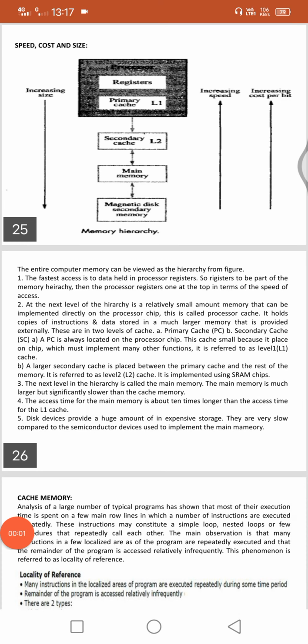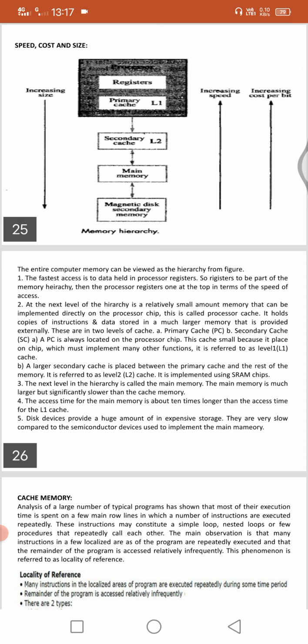Hi students. Now the next topic is speed, cost and size. From different points of view, we are going to categorize memory in a hierarchical manner. Let us discuss that in detail. Here, see the diagram. This is the memory hierarchy diagram. First is registers, then primary cache, secondary cache, main memory, and magnetic disk or secondary memory.